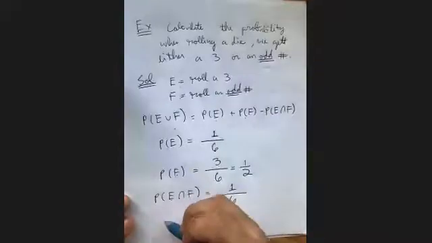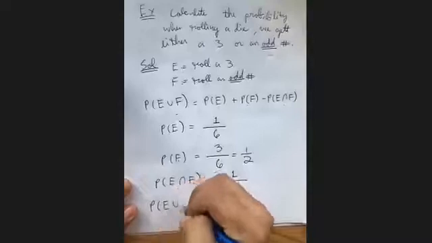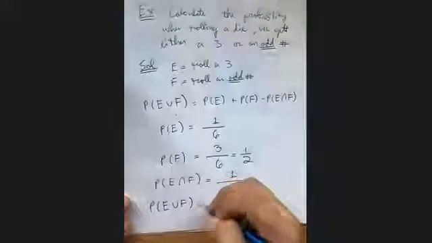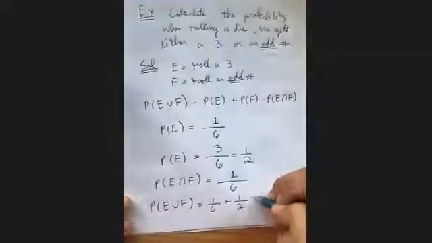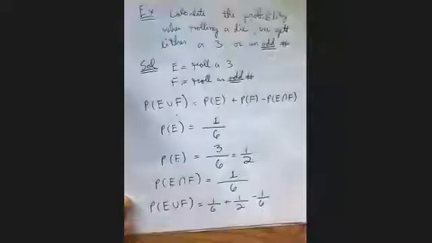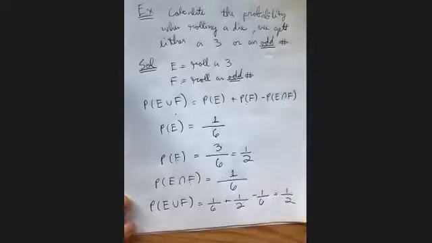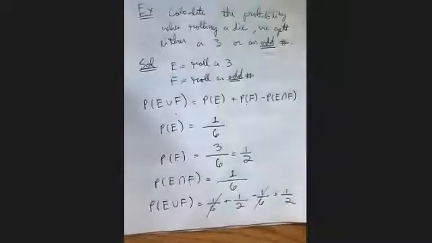Finally, we can put this all together and calculate the probability of rolling a 3 or rolling an odd number, which is going to be 1/6 plus 1/2 minus 1/6, which we see is going to equal 1/2, because this and this cancel out.